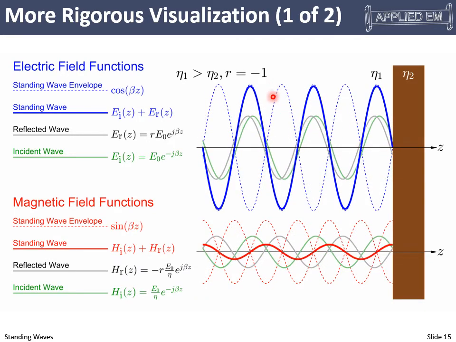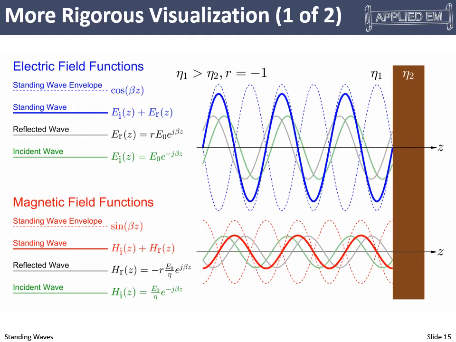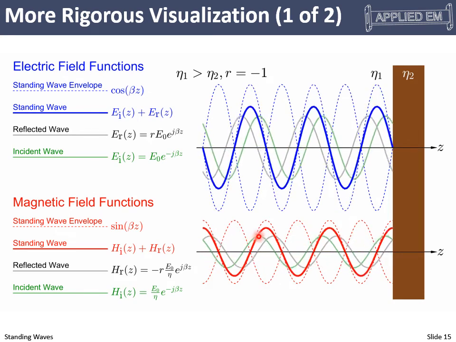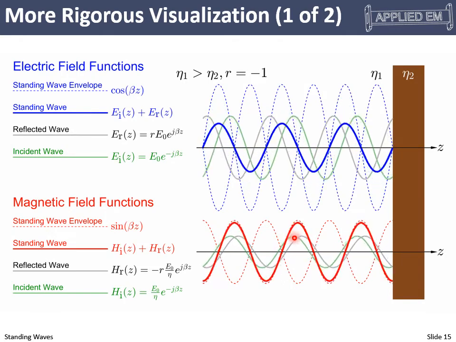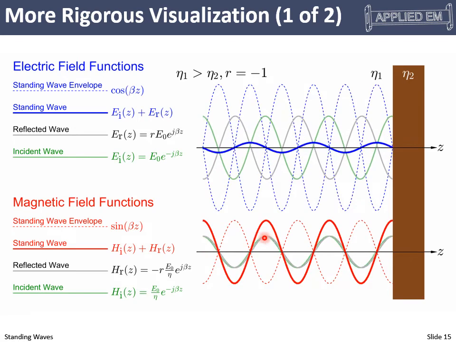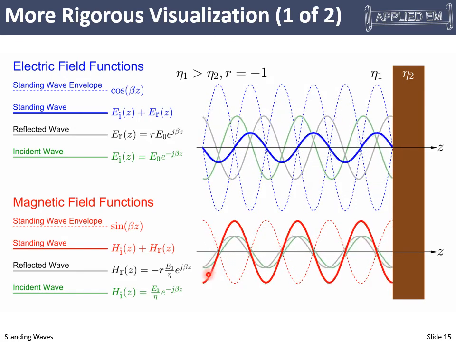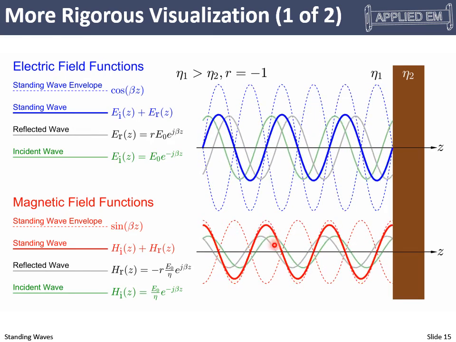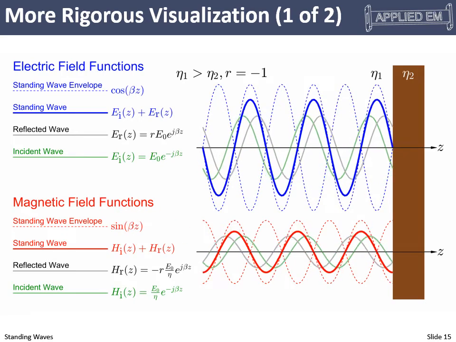So this envelope, by the way, is our cosine function. That's the envelope of our standing wave. Now if we go down to the magnetic field, I'm showing the magnetic field of the incident wave in green, and then the gray is showing the magnetic field component of the reflected wave. If I add the green and the gray, I get this thick red line. That's the standing wave for the magnetic field, and it is oscillating in the envelope of this red dashed line, the red dashed line being this sine beta z term.